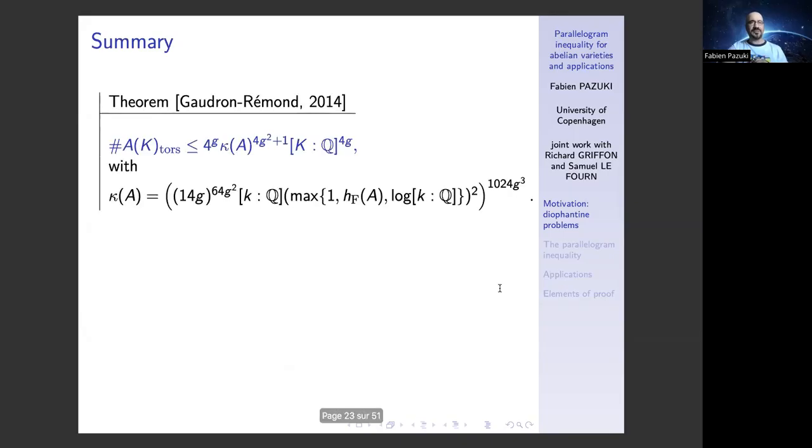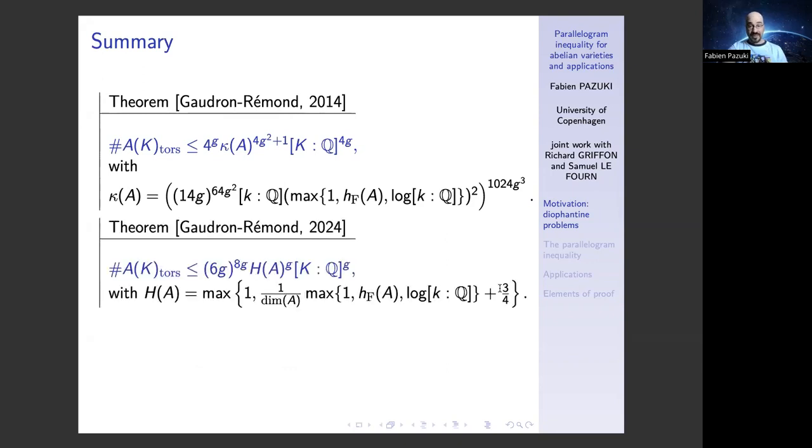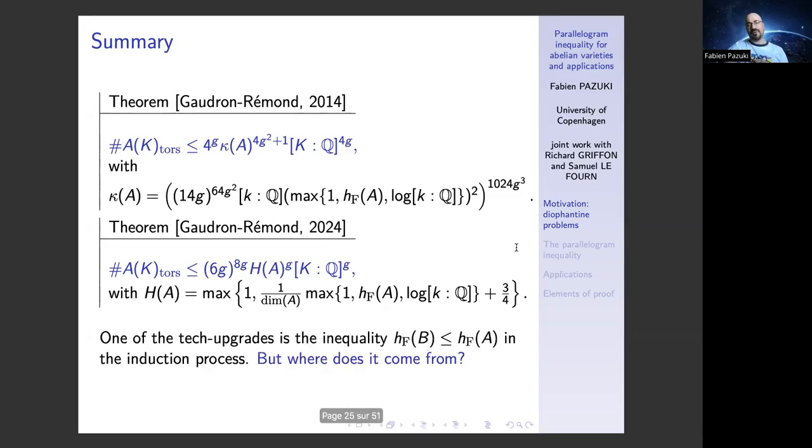So let me summarize what happened. In 2014, that was the bound they proved. In 2024, that's the new bound. And as you can see, a lot of improvements were made at each step. And one of the improvements was being able to use this inequality. But this is not at all obvious. Even the first inequality they were using was not obvious to prove. So this one looks like maybe a bit too good to be true. Where does it come from? So now my motivation is to try to understand how you can control the size of a subvariety by the size of the big variety.